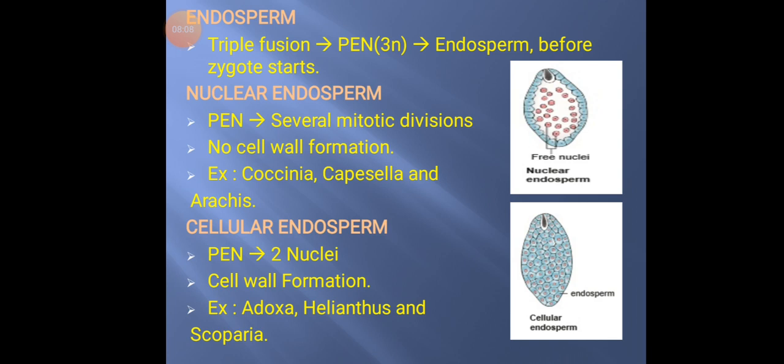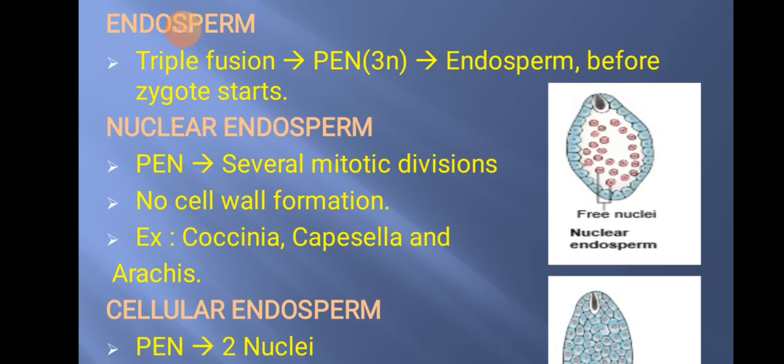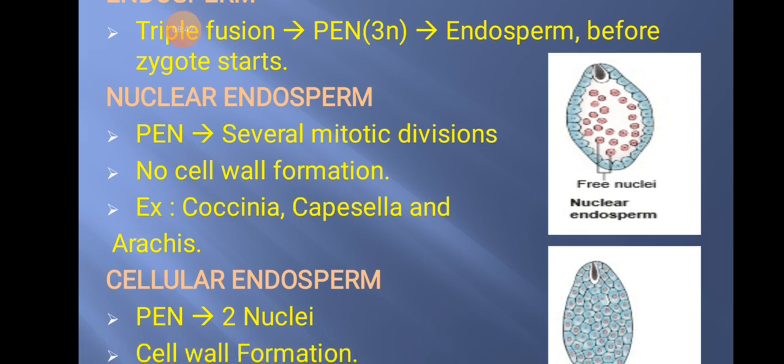What is endosperm? Already we told that endosperm is formed by the triple fusion inside the ovule: the two secondary nuclei and one male gamete all fuse to form the primary endosperm nucleus, and from it endosperm is formed. As given at the top, this should happen before the zygote starts to divide. The primary endosperm nucleus starts to divide to form the endosperm, but it should happen before the zygote starts to develop. Then endosperms are of many types due to different types of development.